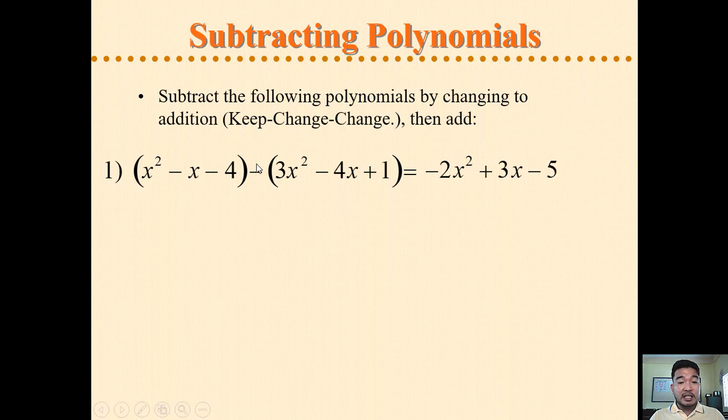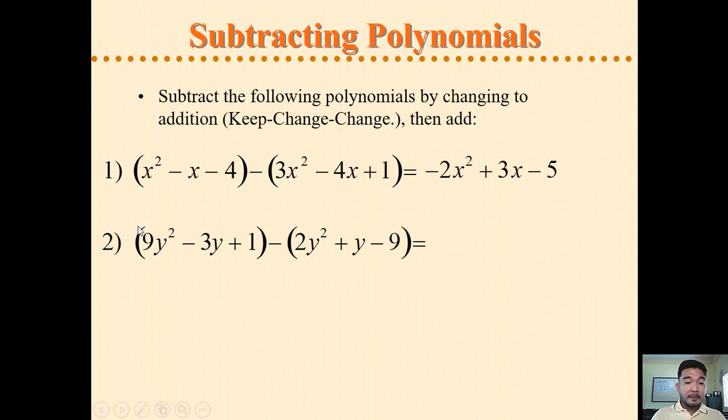And then negative x plus positive 4x, kasi pinalitan mo na siya, is equal to 3x. Negative 4 plus negative 1 equals negative 5. So this is already the difference: negative 2x squared plus 3x minus 5.